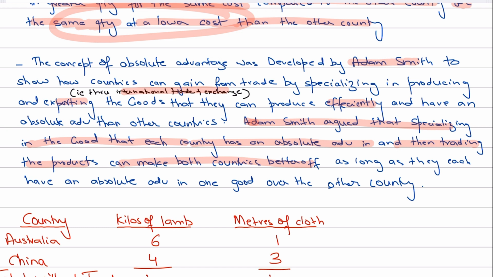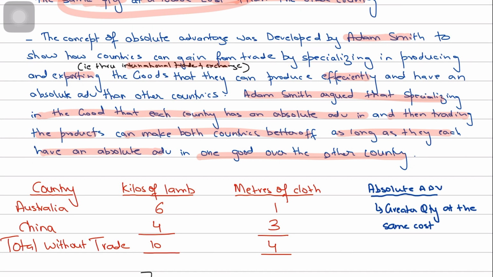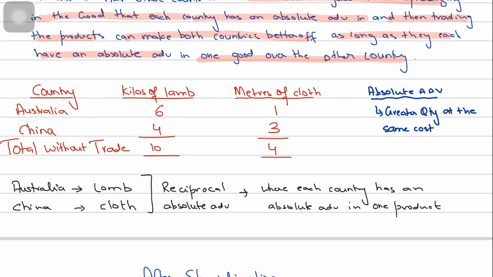How is the post-trade position better than the pre-trade position, as long as each country has an absolute advantage in one good over the other country? Okay guys, now we're going to be looking at a mathematical numerical example. So I have two countries, Australia and China, right? And I have two goods, that is kilos of lamb and meters of cloth, right?